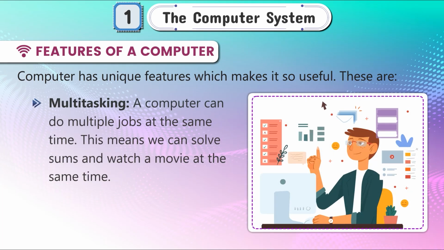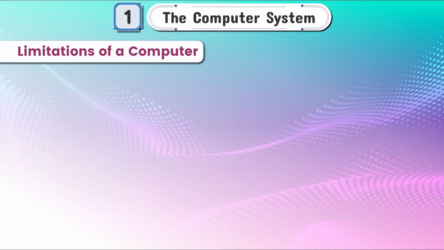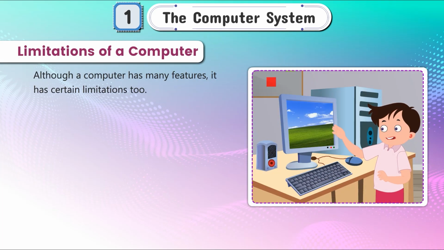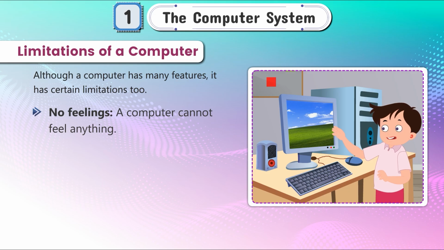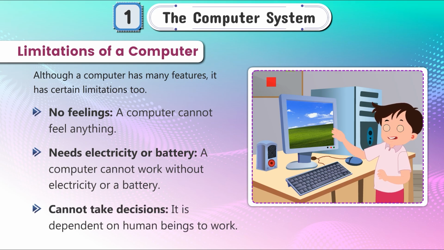Multitasking. A computer can do multiple jobs at the same time. This means we can solve sums and watch a movie at the same time. Limitations of a computer. Although a computer has many features, it has certain limitations too. No feelings. A computer cannot feel anything. Needs electricity or battery. A computer cannot work without electricity or a battery. Cannot take decisions. It is dependent on human beings to work.